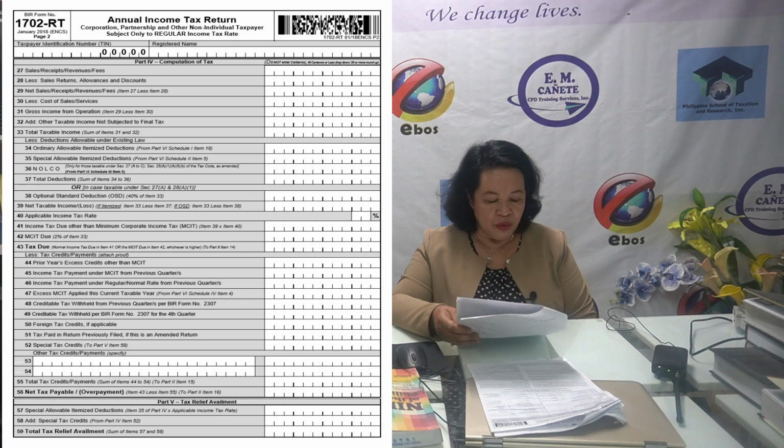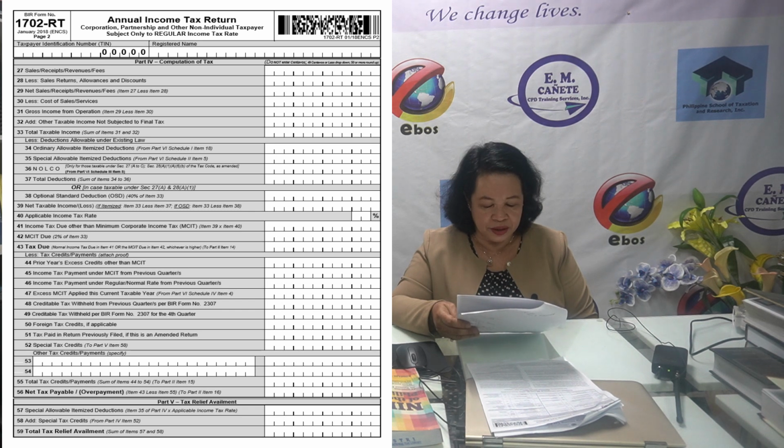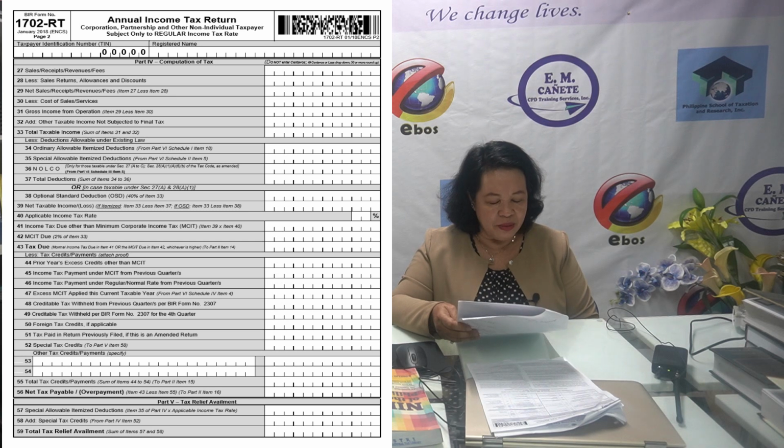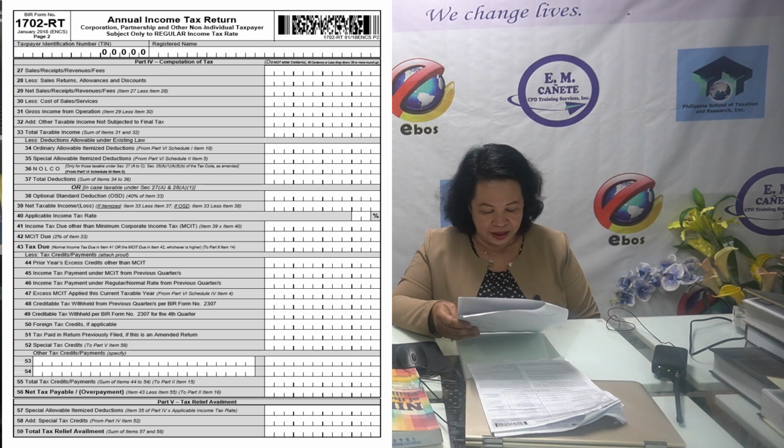Line number 47, we have excess MCIT applied this current taxable year from part 6. And line number 48, creditable tax withheld from previous quarters per year form number 2307. Line number 49, creditable tax withheld per year form number 2307 for the fourth quarter.